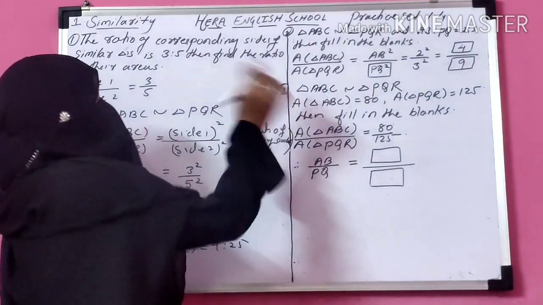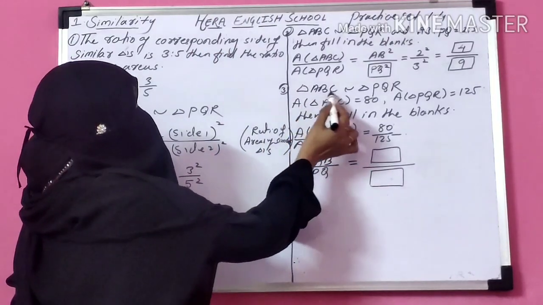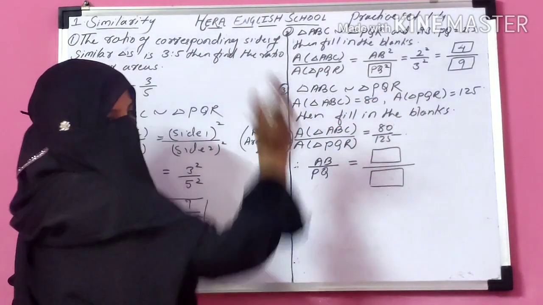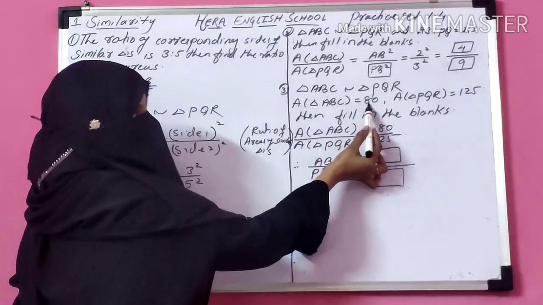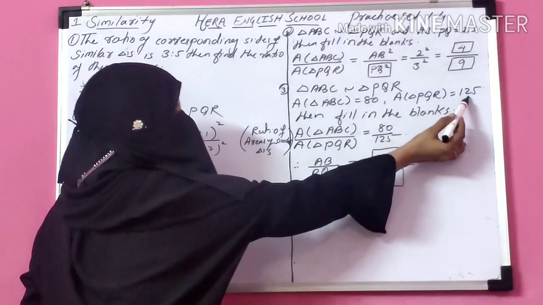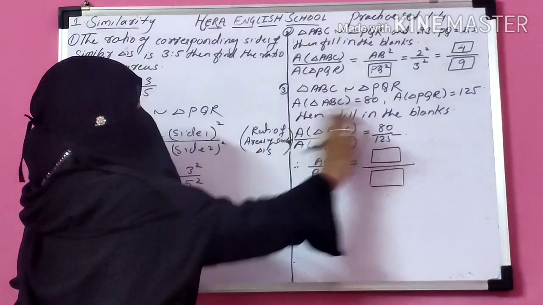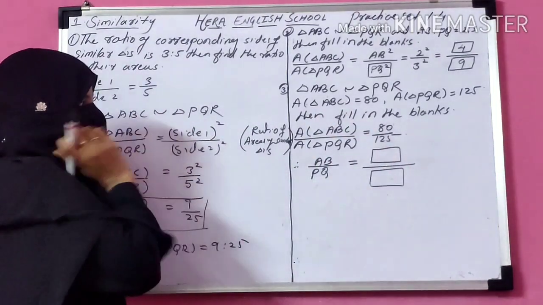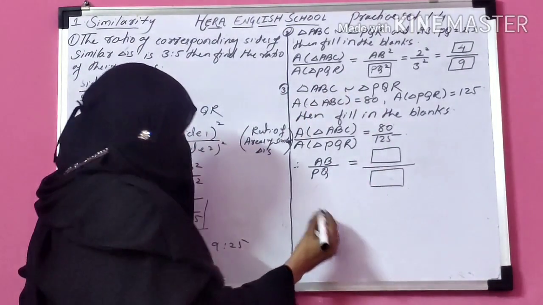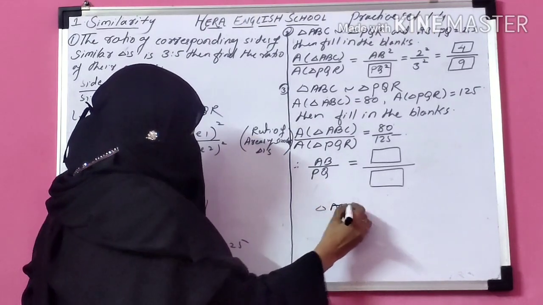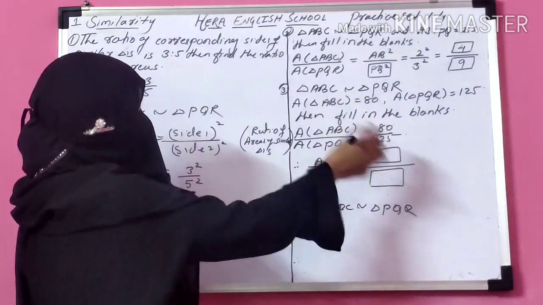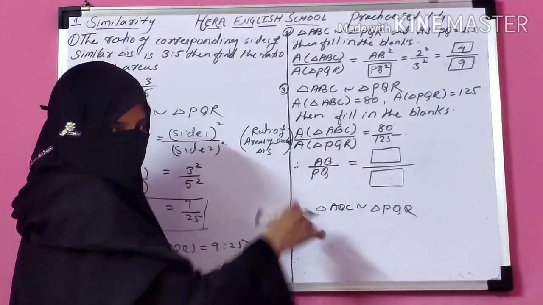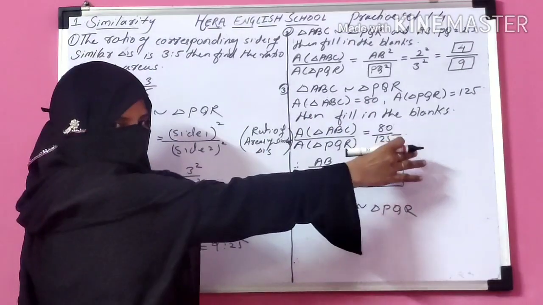Now move to question number 3. Again here triangle ABC is similar to triangle PQR. These two triangles are similar. Area of triangle ABC is 80, area of triangle PQR they have given 125, and you have to fill these boxes. Okay, so let's start here. Triangle ABC is similar to triangle PQR. Now see here, directly we can't fill the activity here. So first of all we solve, then we fill the activity.